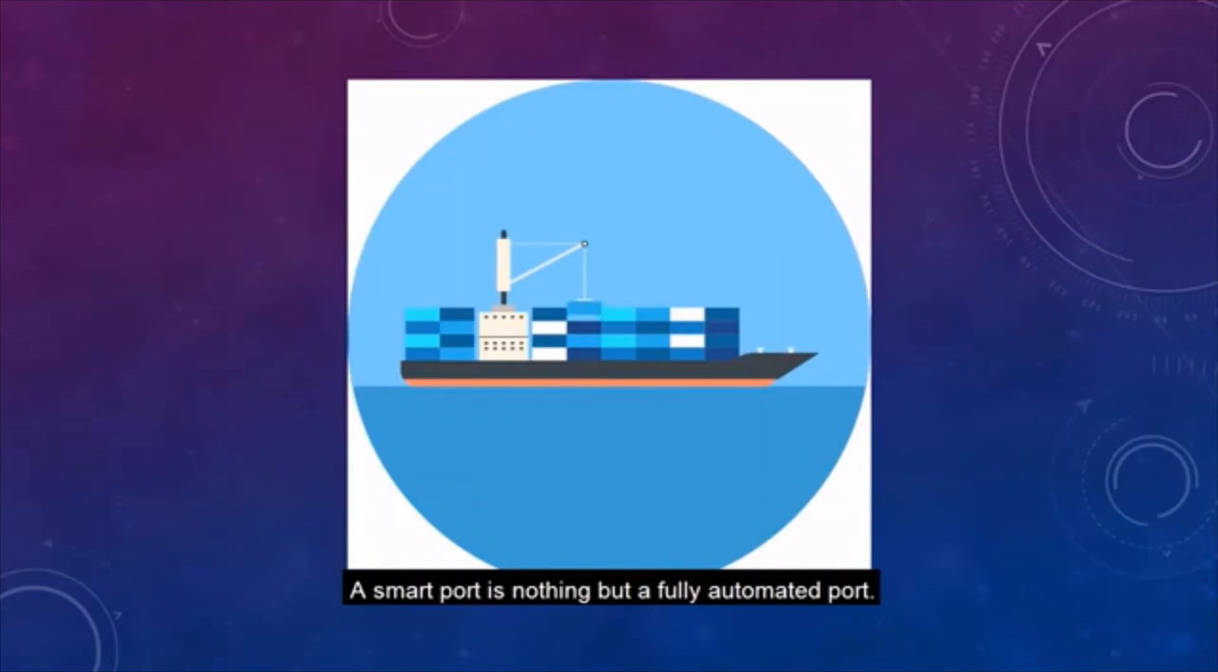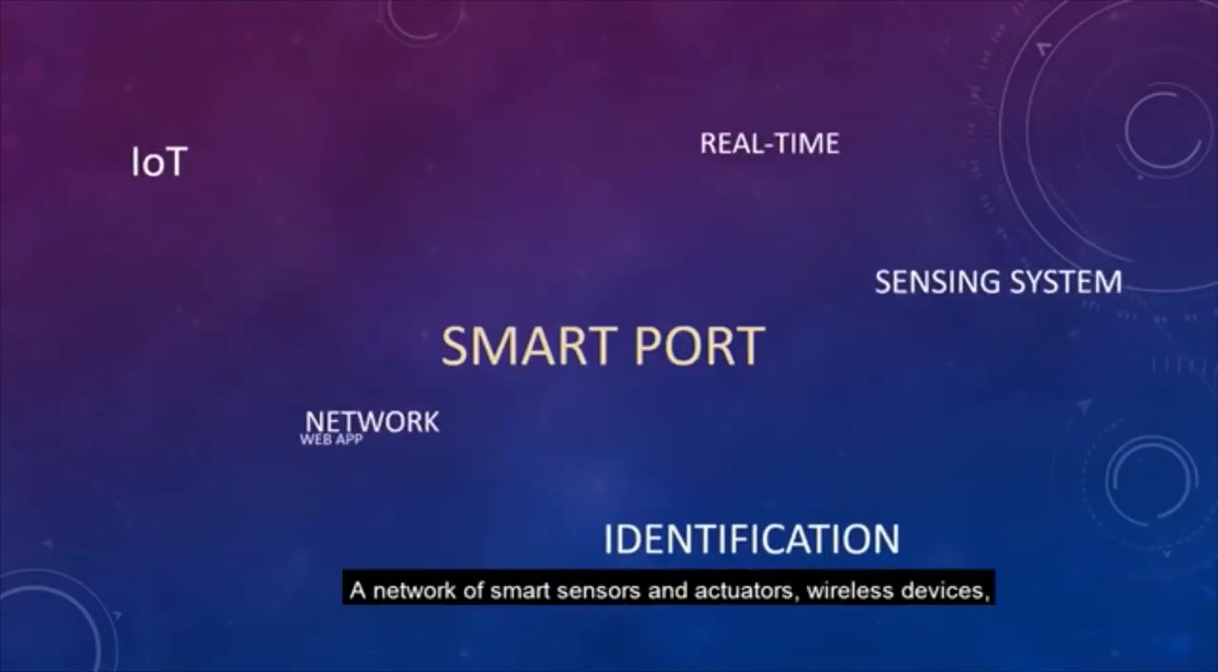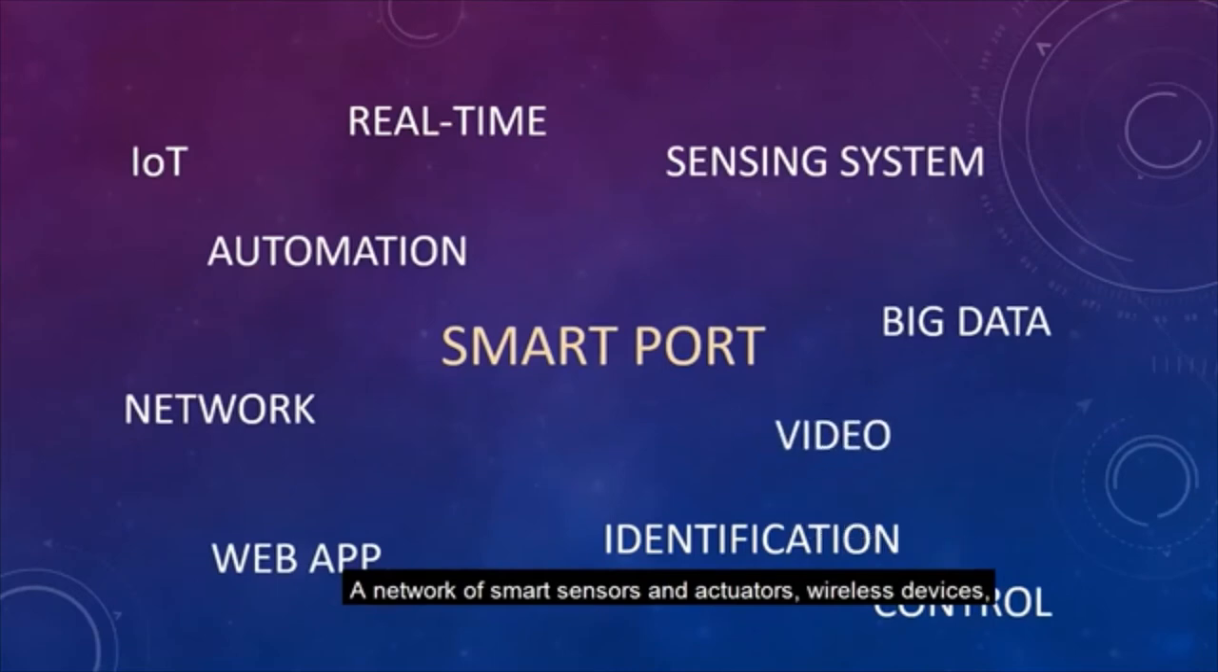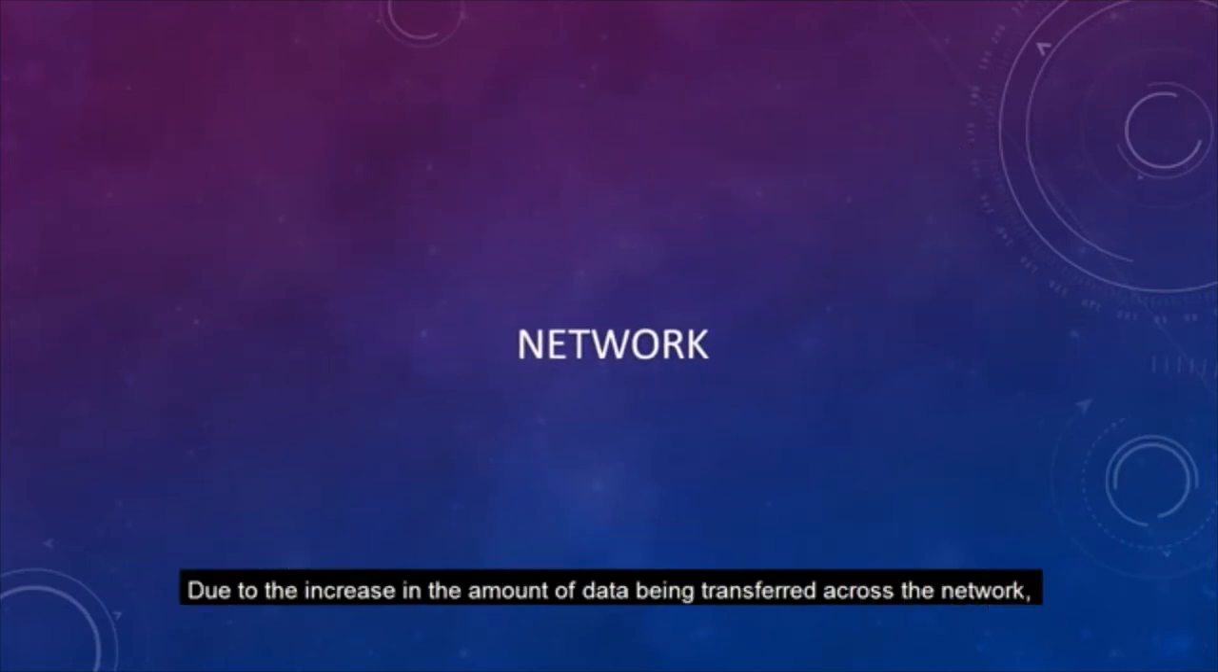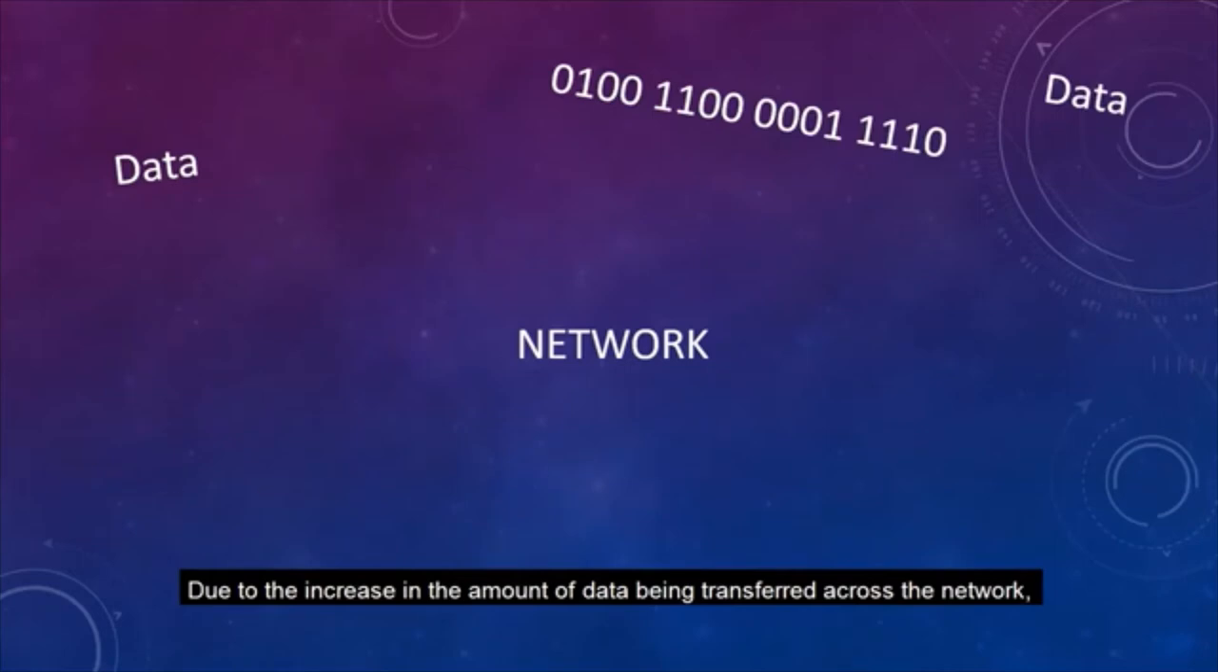A smart port is nothing but a fully automated port. A network of smart sensors and actuators, wireless devices, and data centers allows the port authorities to provide essential services in a faster and more efficient manner. Sensors are used to collect the required data in order to transform the port into a smart port due to the increase in the amount of data being transferred across the network.